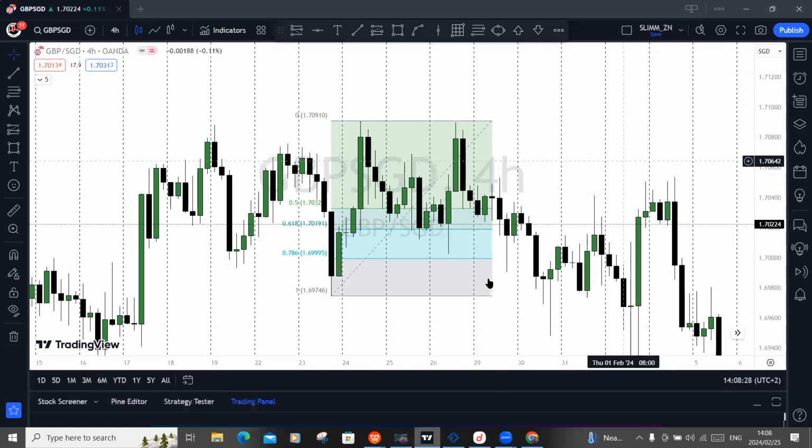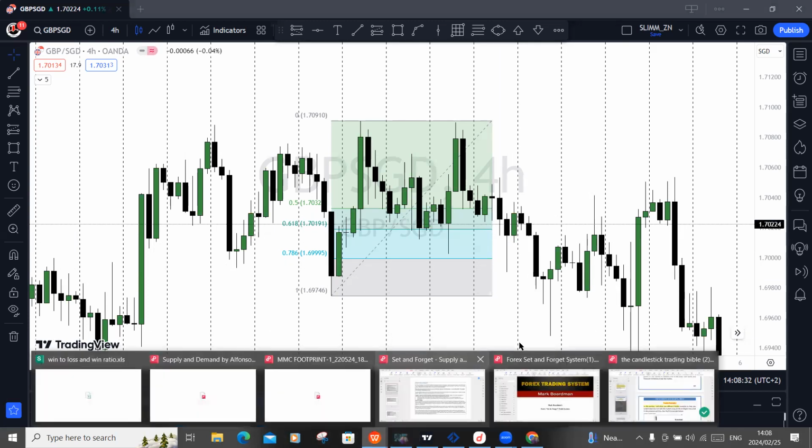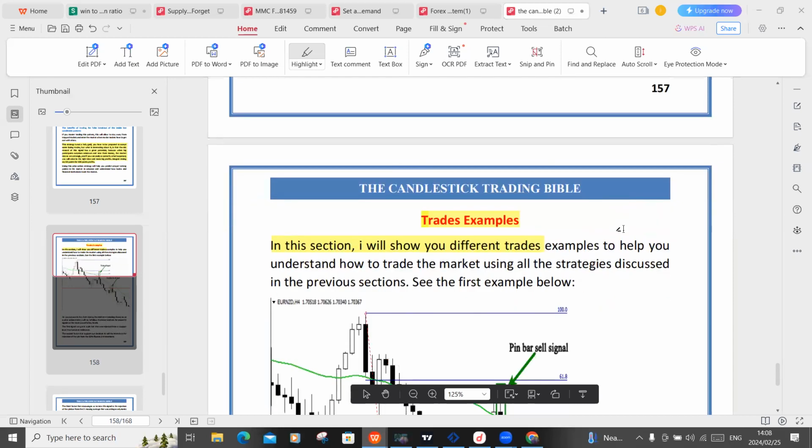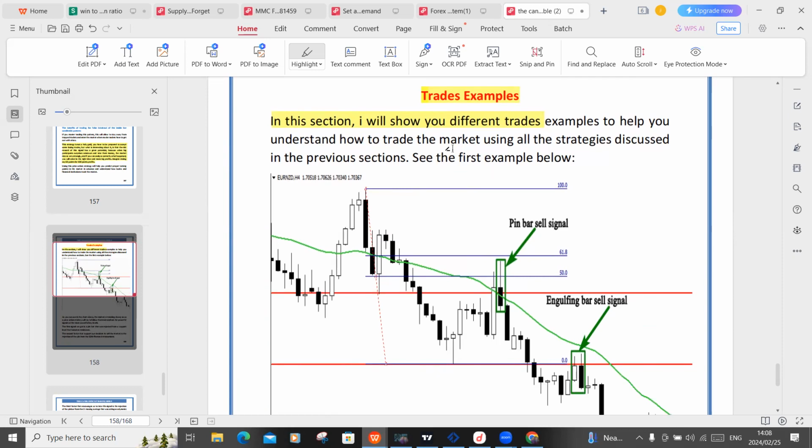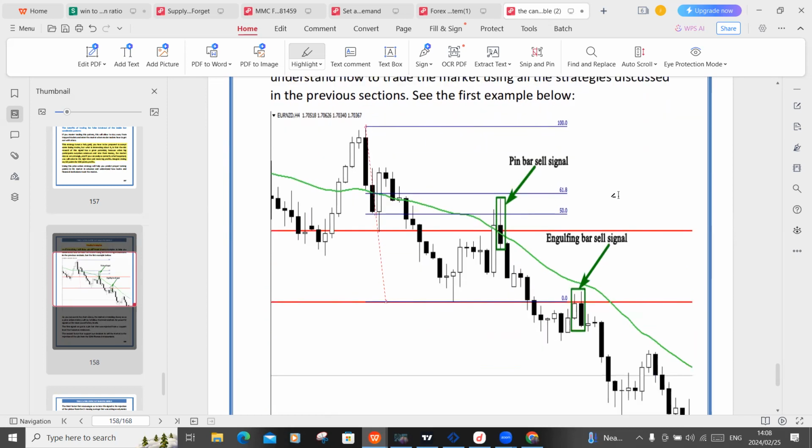So let's go back to the book. Maybe we are about to finish it. I'm not sure on which page the book ends, but let's see. So trade examples. In this section, I'll show you different trade examples to help you understand how to trade the market using all strategies discussed in previous sections. See the first example below.